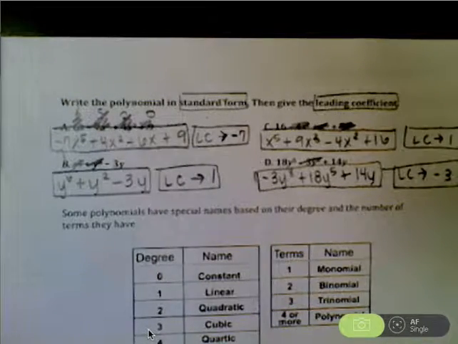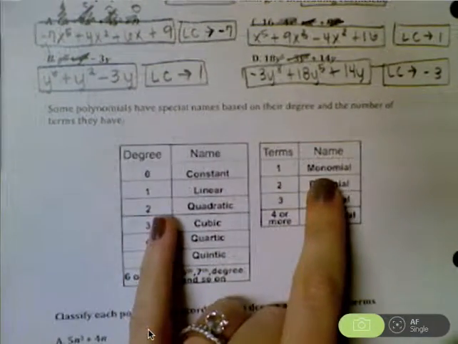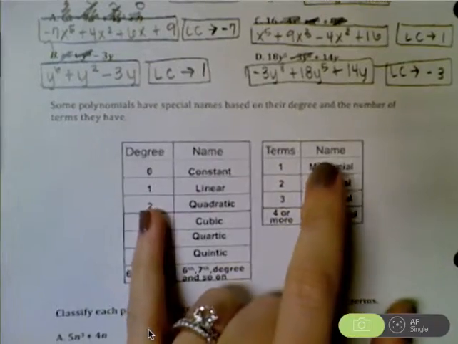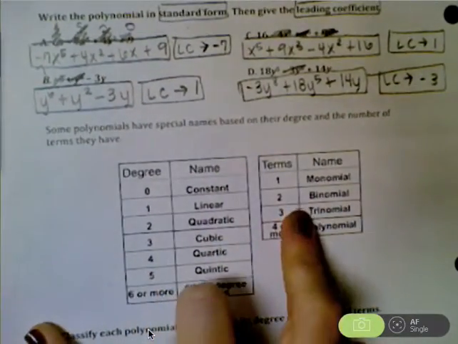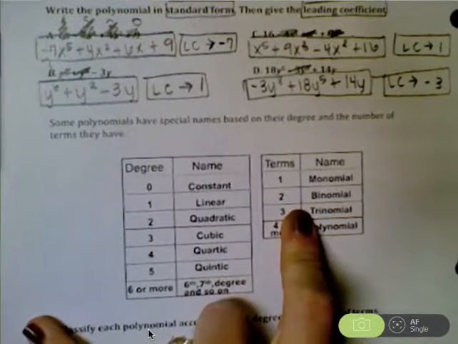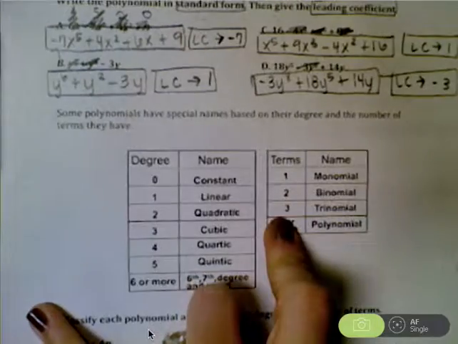Okay, one of the last things you have to do in this section is classify or name polynomials. So it says some polynomials have special names based on their degree and the number of terms they have. So you'll notice there are 2 different tables. Each polynomial is going to get 2 names, one based on the degree it has and one based on the number of terms it has. So every name that you give will have 2 parts, okay? One from this table and one from this table.